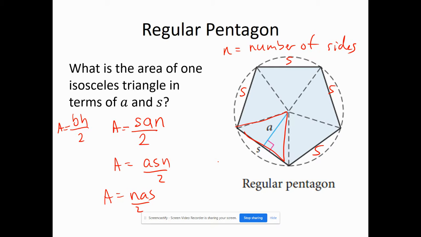And so this doesn't just work for a regular pentagon. It works for anything. All we need to do is change the number of sides for our formula. And of course, we need to know what A and S are.